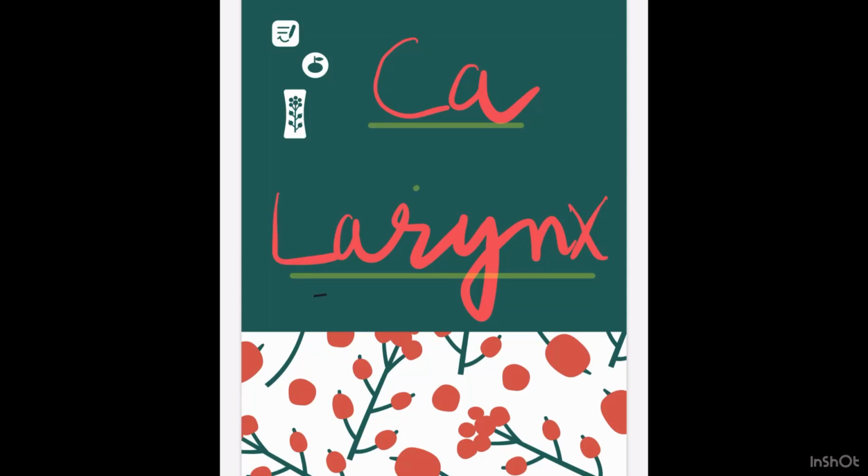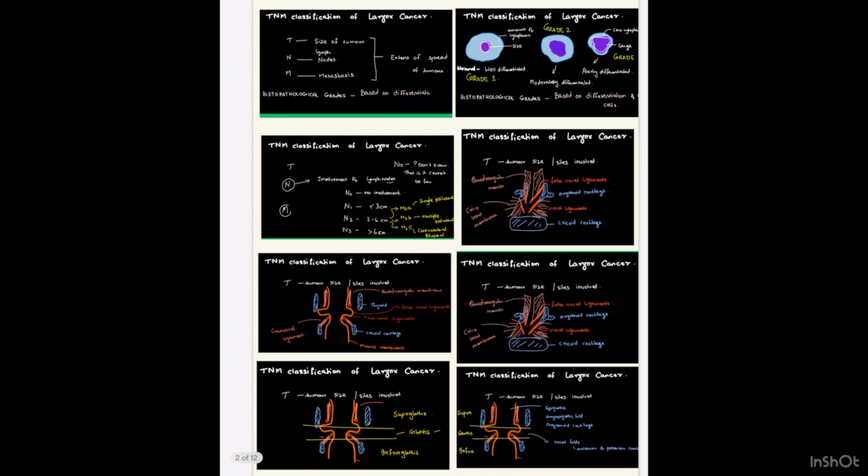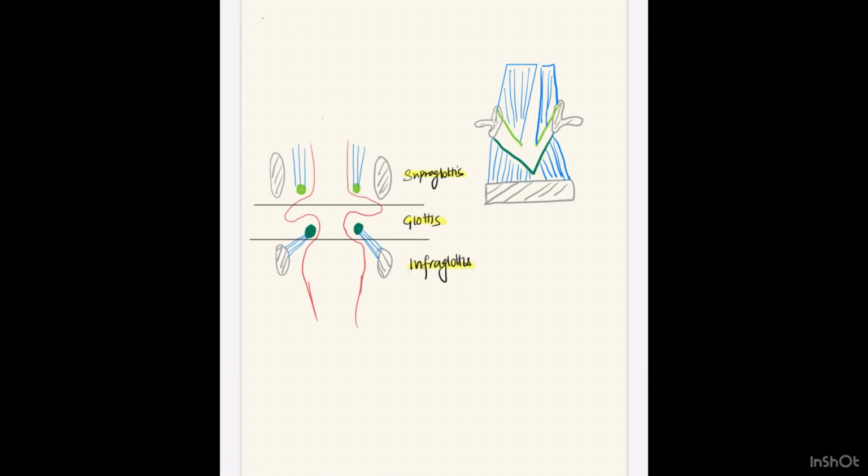CA larynx, we will study about the TNM classification. So we need to know that there are three regions of larynx: supraglottis, glottis, and infraglottis. This is the true vocal cord, this is the false vocal cord, this one is the quadrangular membrane, and this one is the cricovocal membrane. Okay, this is the cricoid cartilage, and these are the arytenoids. So all these regions, supraglottis, glottis, and infraglottis, have various subsites also.